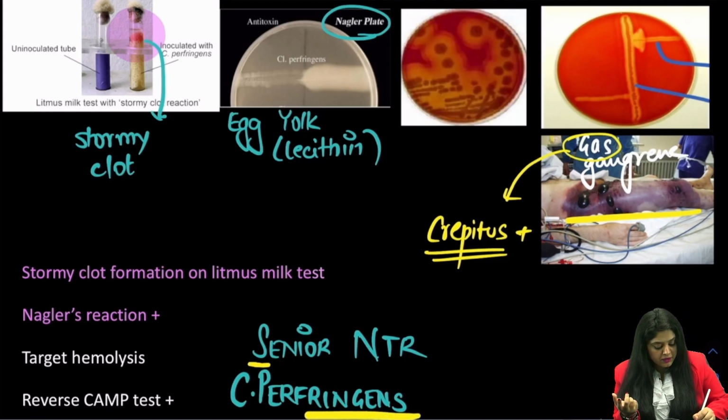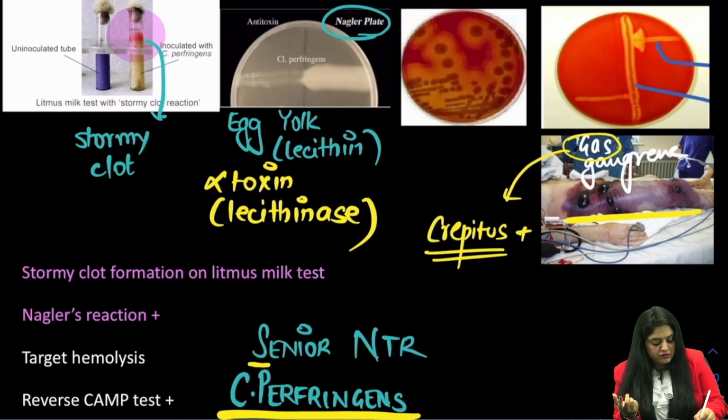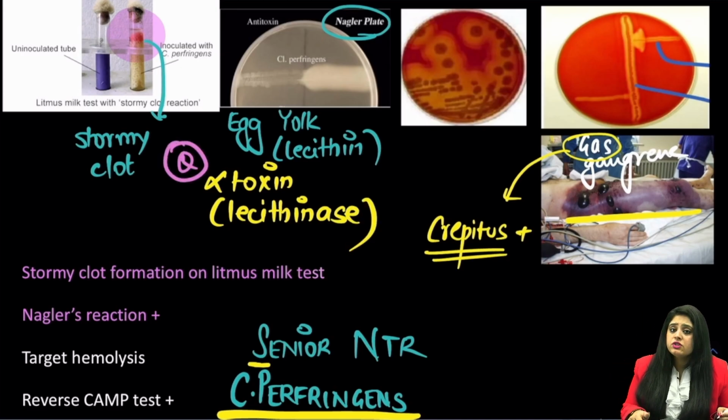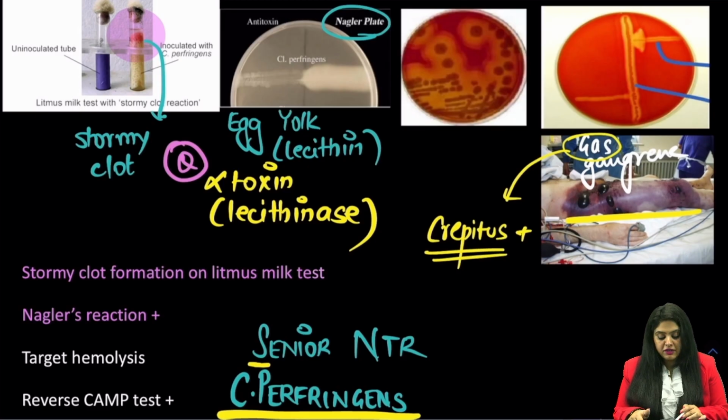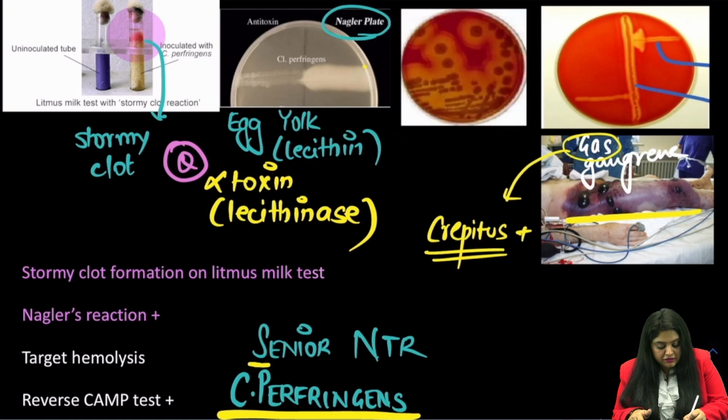Because Clostridium perfringens has an alpha toxin, and the work of that alpha toxin is lecithinase. The other name for alpha toxin, which has been asked in previous year questions, is lecithinase. So alpha toxin is lecithinase. It's going to break the lecithin, and that is why you're getting this kind of reaction over here. This means there was alpha toxin present. If you get that opaque area, that is Nagler's reaction.